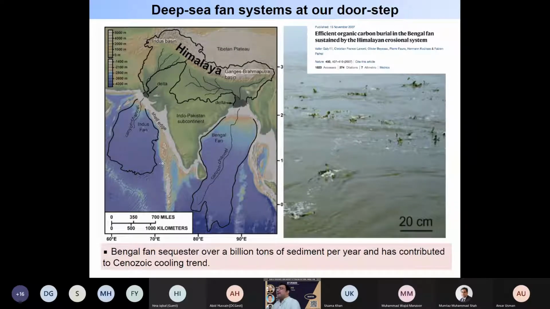But just to give you an estimate, the Bengal fan receives over 1 billion tons of sediment per year. So a really high amount of sediments. And it's very well established now in the literature that it has contributed to the Cenozoic cooling trend. If you Google, you can find what that Cenozoic cooling trend was. There is a really nice paper from Valier Galy and his team on efficient organic carbon burial in the Bengal fan. So if anyone is interested, they can refer to that.